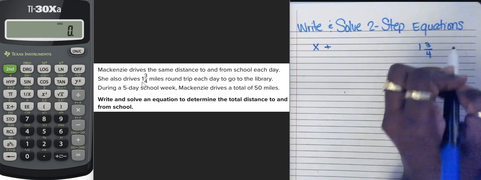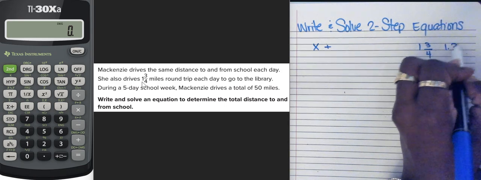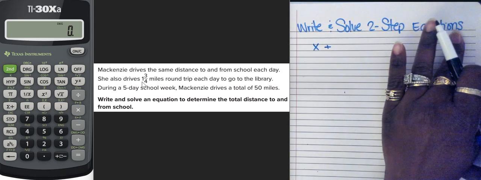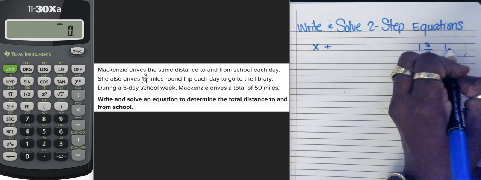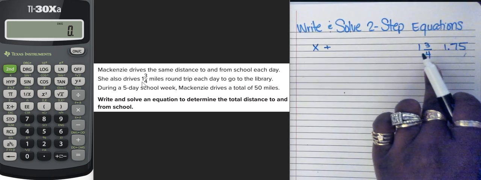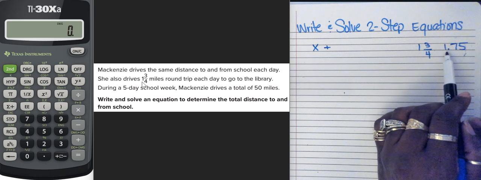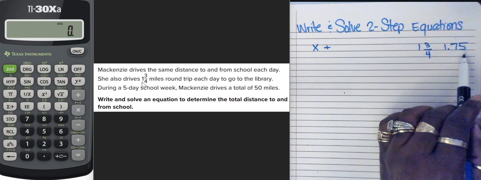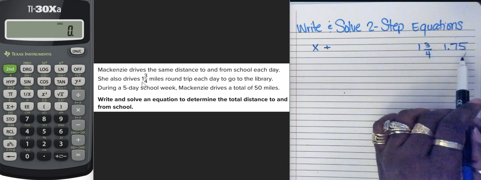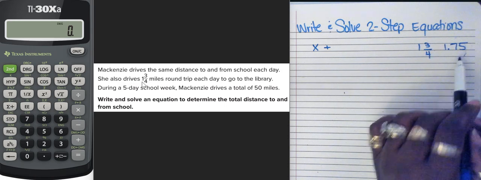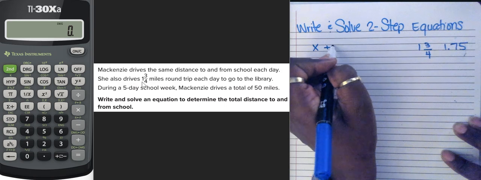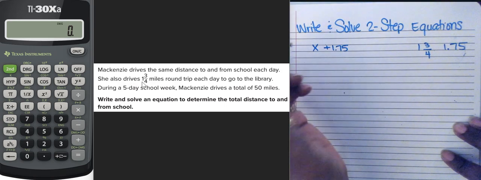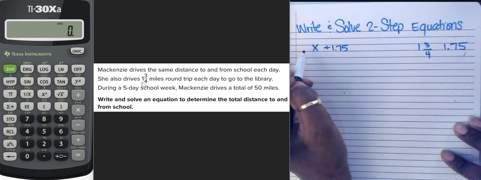1 3/4 is the same thing as 1.75. Sorry, I wrote that wrong. So we see that we have one for our whole number. Your fraction is going to become your decimal equivalent. And so 3/4 is the same thing as 0.75. So I'm just going to add 1.75. I prefer to work with decimals if I can over fractions, but it's all about preference.